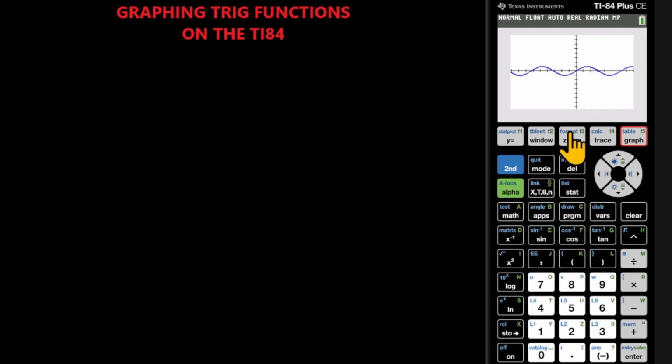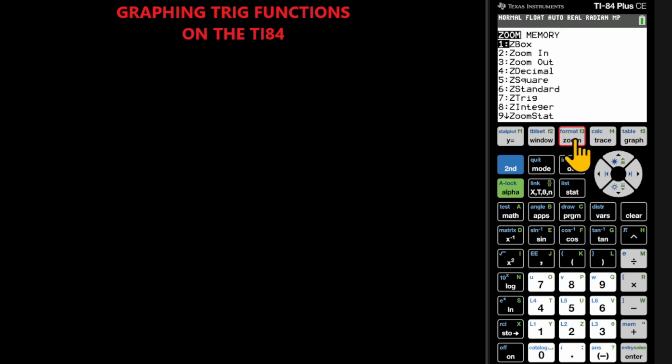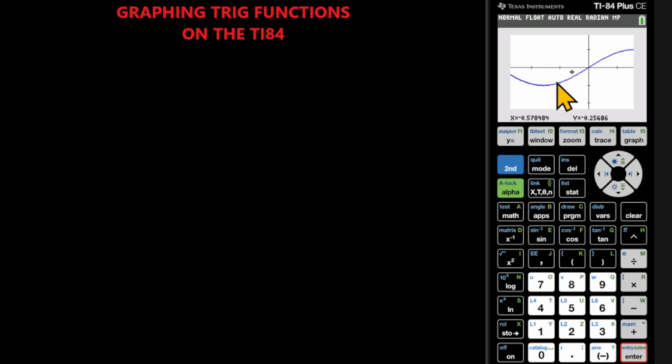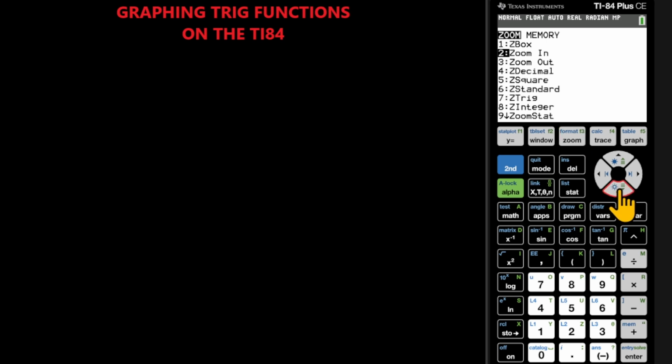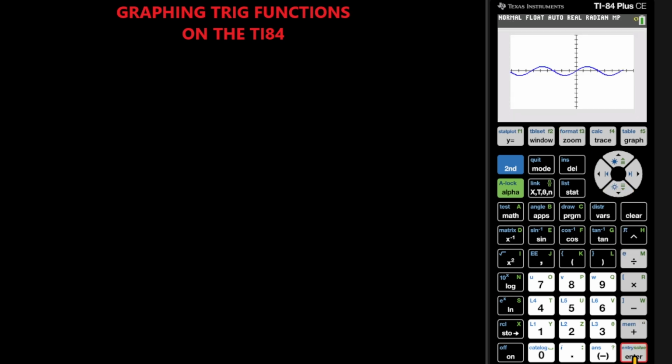So there's a couple of ways. Obviously there's a button here that says zoom, and if I scroll down to where it says zoom in and I push enter again, it's zooming in too much for my purposes here. So I'm going to go zoom. I'm going to come down to 3, which is zoom out, and I'll zoom back out.